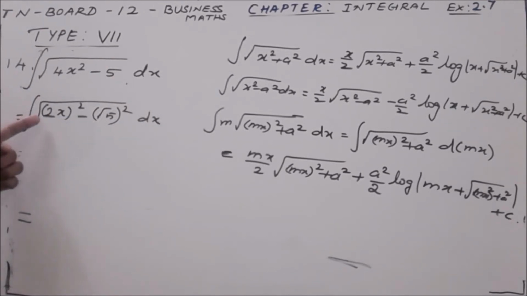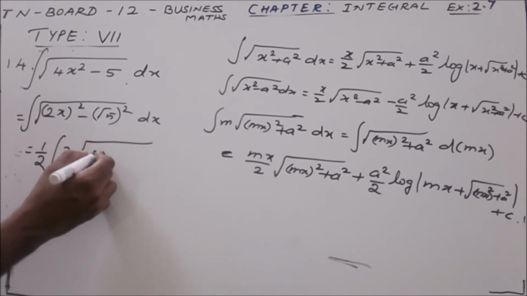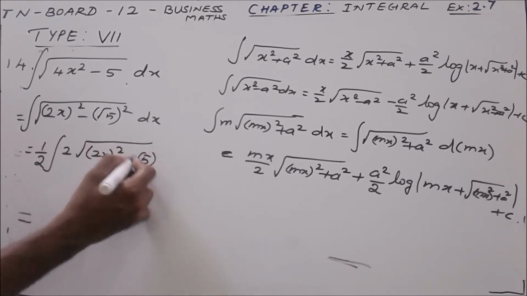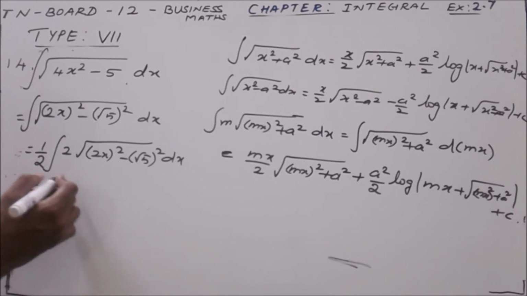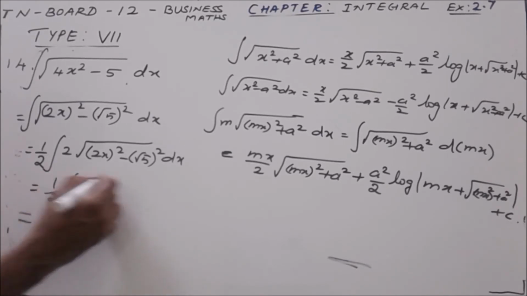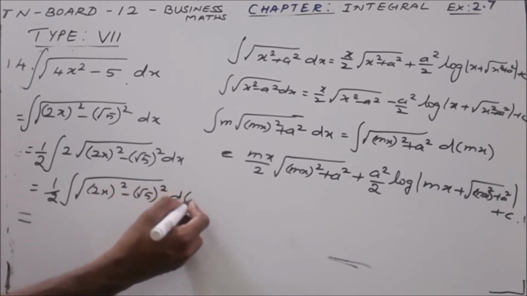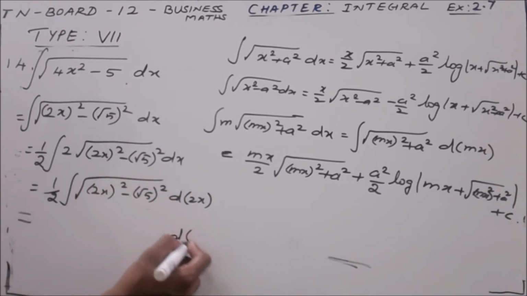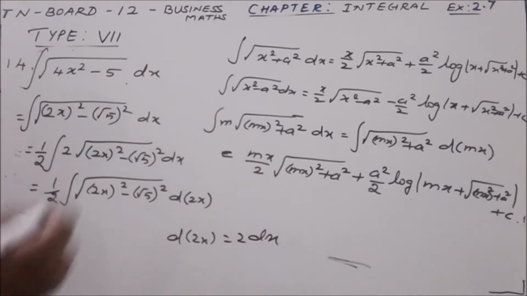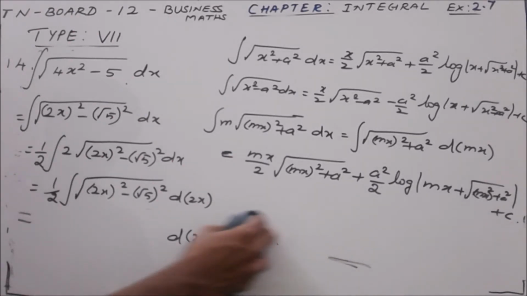Here we need to multiply by 2 and divide by 2. So 1 by 2 integral of 2 into root of 2x whole square minus root 5 whole square into dx. Now this dx into 2 can be written as 1 by 2 integral of root of 2x whole square minus root 5 whole square into d of 2x. The differentiation of 2x is equal to 2 into dx, so this 2 into dx is d of 2x. Now look at the formula here.